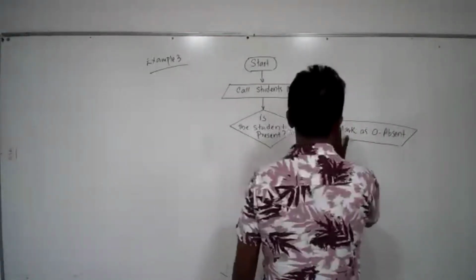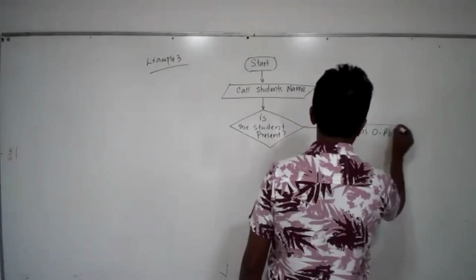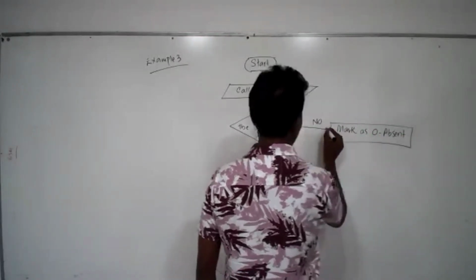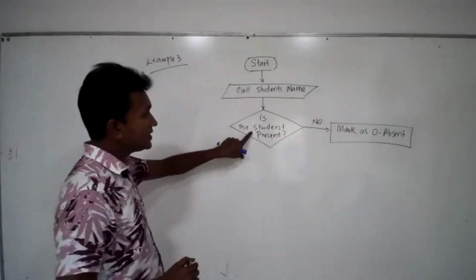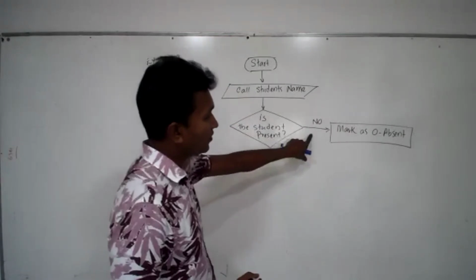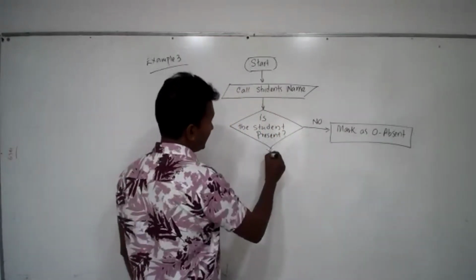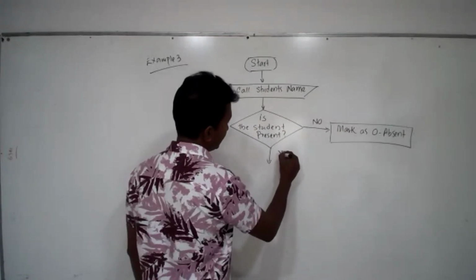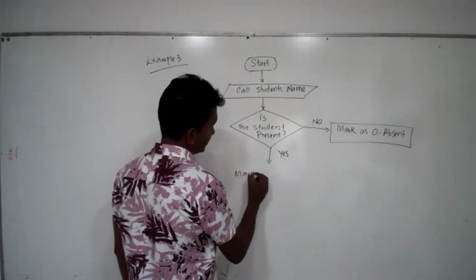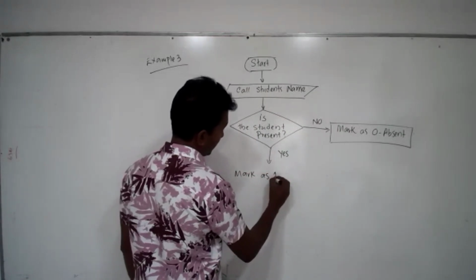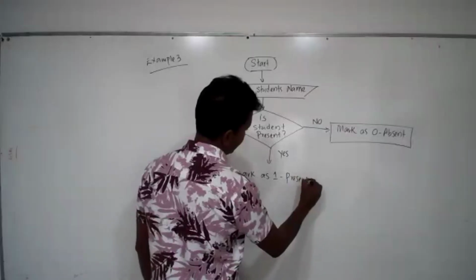Right? Sorry. This is a process. Is the student present? If it is no, mark the register as 0. That means absent. If he is present, that means yes, mark as 1. That means present.